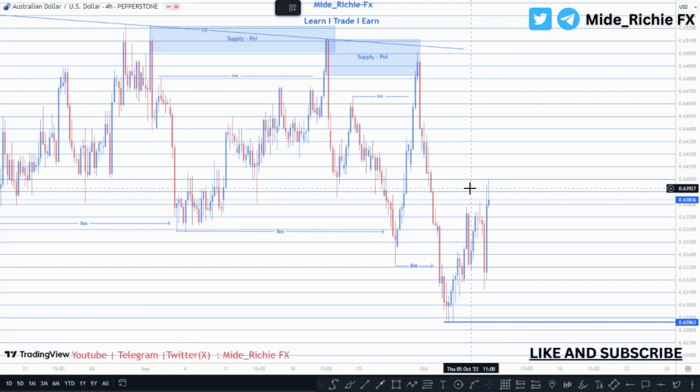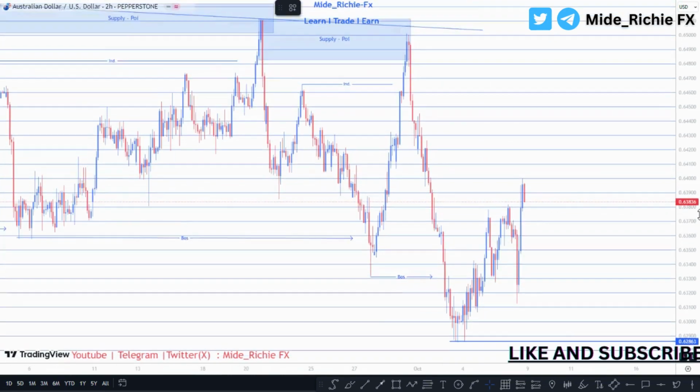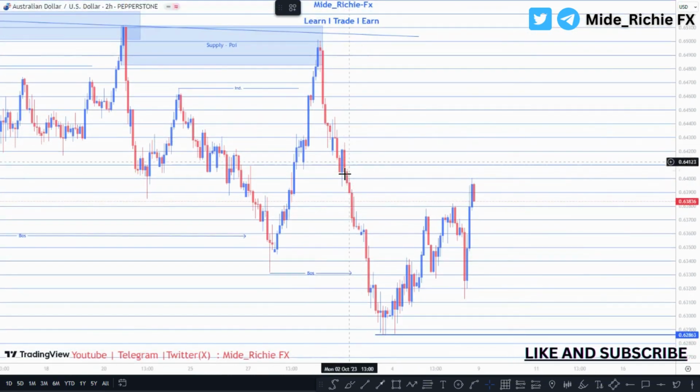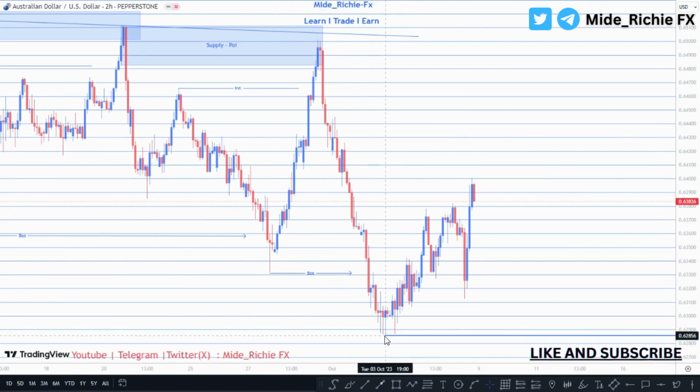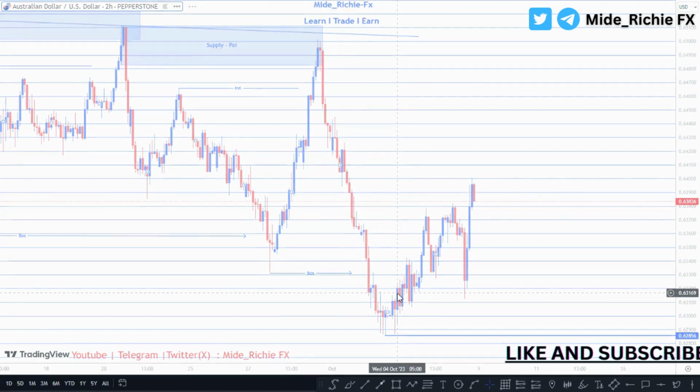All right. So now let's go to the 2 hour. So now we're starting through this 2 hour time frame. We can't really see any supply zone right here. So we just need to go lower again, to maybe the 1 hour.